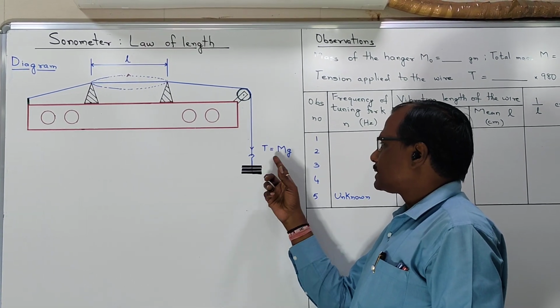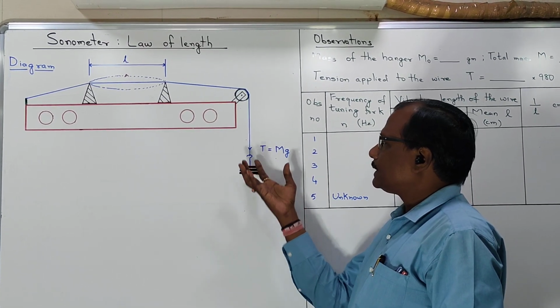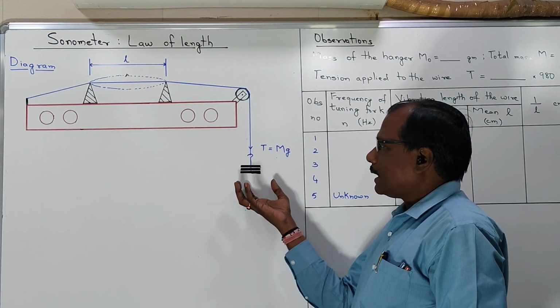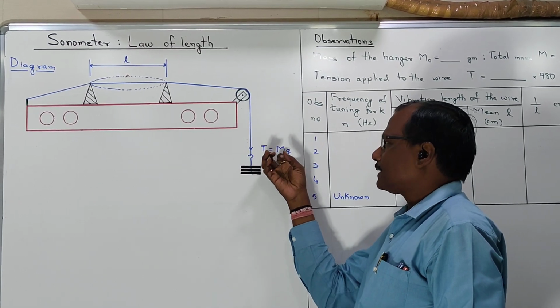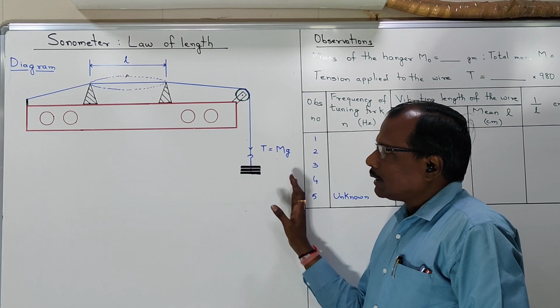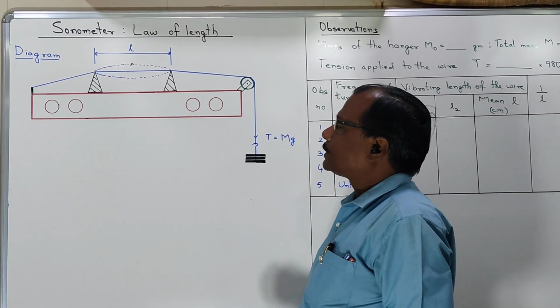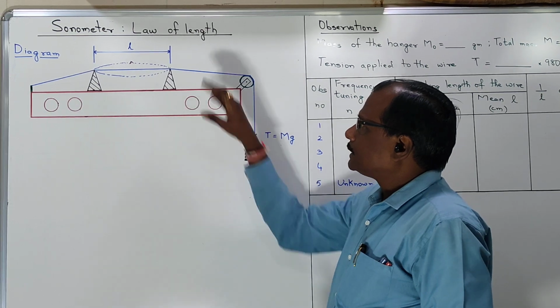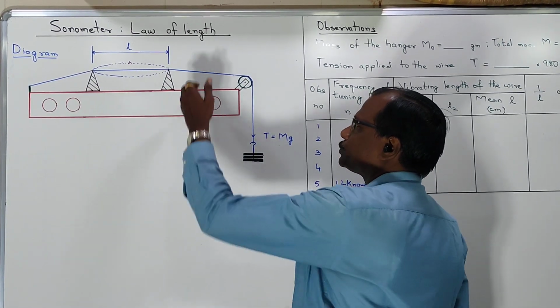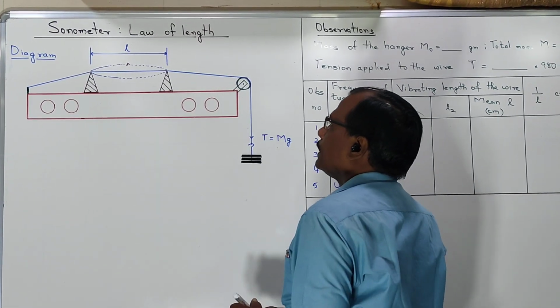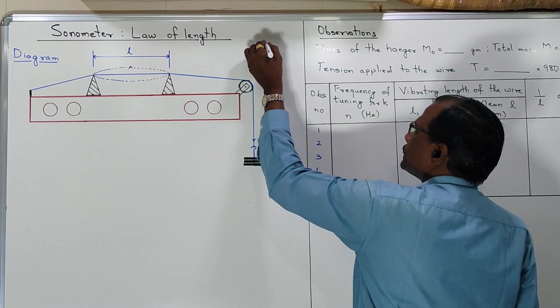Now this mass is given by capital M, so the total tension attached to the string will be given as M into g. In this experiment, we keep a tuning fork on the surface of the sonometer. The shape of the tuning fork is like this.